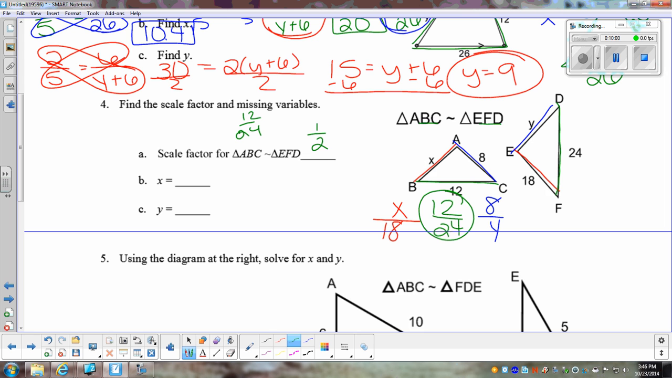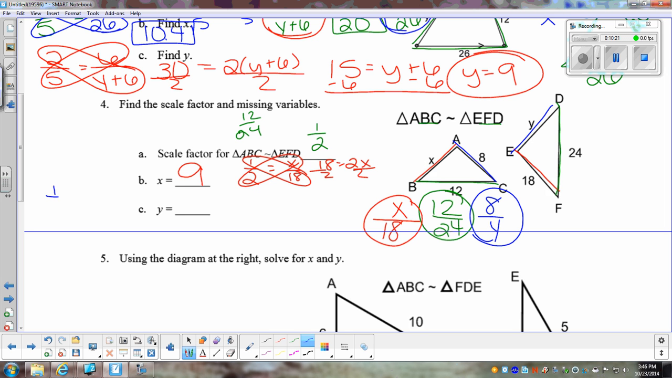So my scale factor simplifies to 1/2. And I'm going to use that 1/2 to figure out x, because I know x over 18 will simplify to 1/2. So I cross multiply. I get 18 equals 2x, divide by 2. I get x equals 9. For y, I'm going to use the 8 over y and the 1/2. So 1/2 equals 8 over y. Cross multiply. I get y equals 16. So there's number 4.